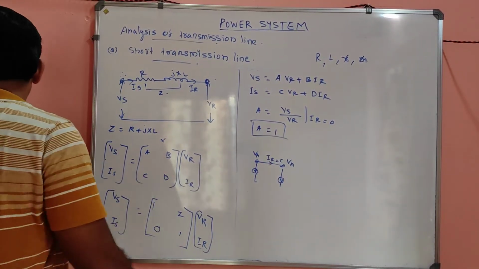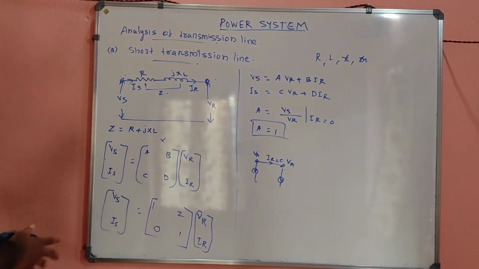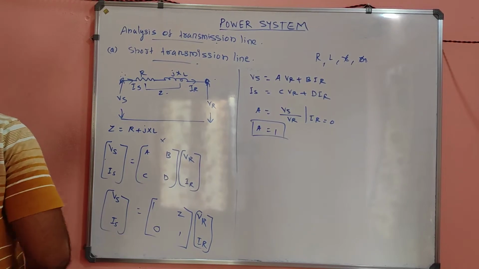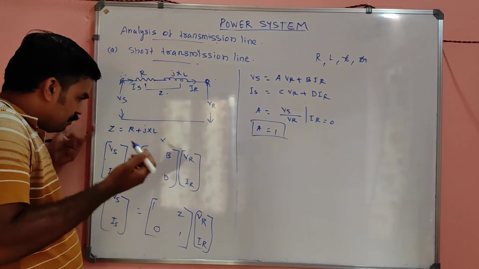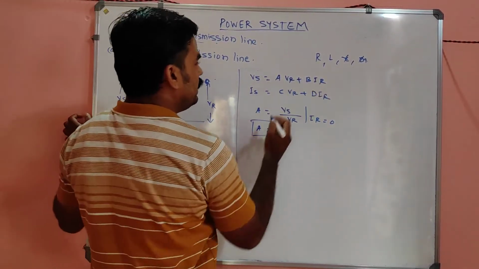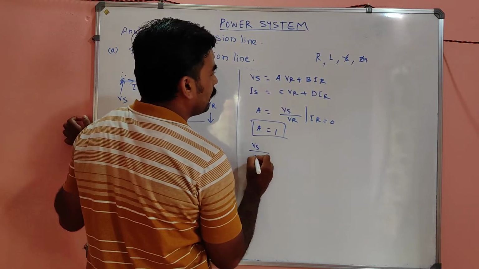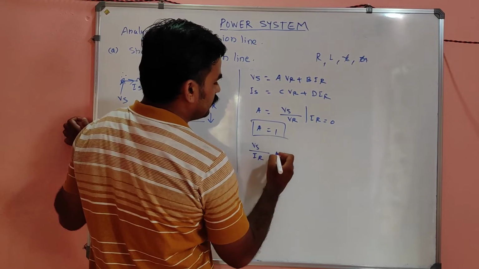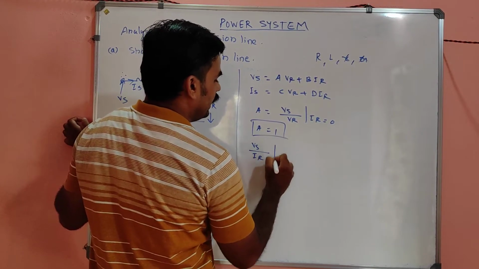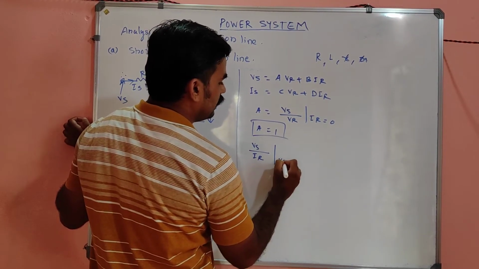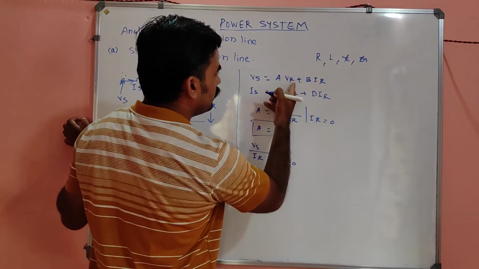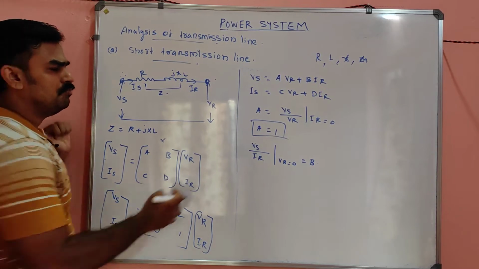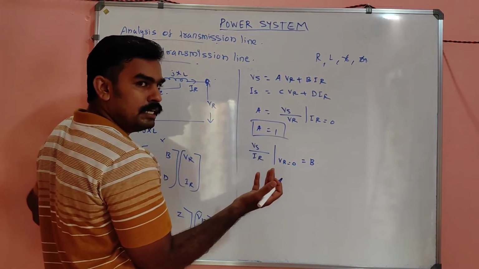So now it is clear, my dears. Okay, so A equal to, what did you get? A equal to 1. Similarly, B is nothing but, my dear, Vs by IR at VR equal to 0, which is the value of B. So V by I is nothing but, my dear, Z now.